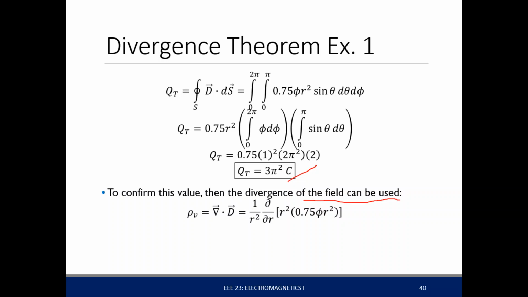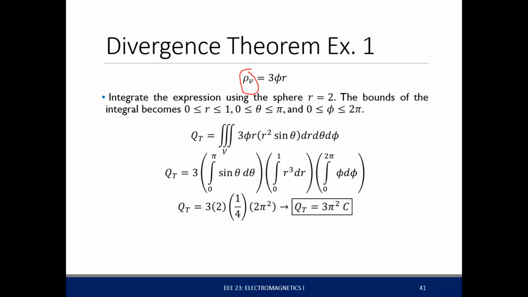Okay, so we get the divergence, the del dot D, you get this expression. Solve for the divergence, you get the volumetric charge density is this. Integrate that over the sphere r equal to 1. Sorry, this should be 1. The bounds of the integral become 0 to 1 for r, theta is 0 to pi, and phi is from 0 to 2 pi. So you integrate that expression over the volume.